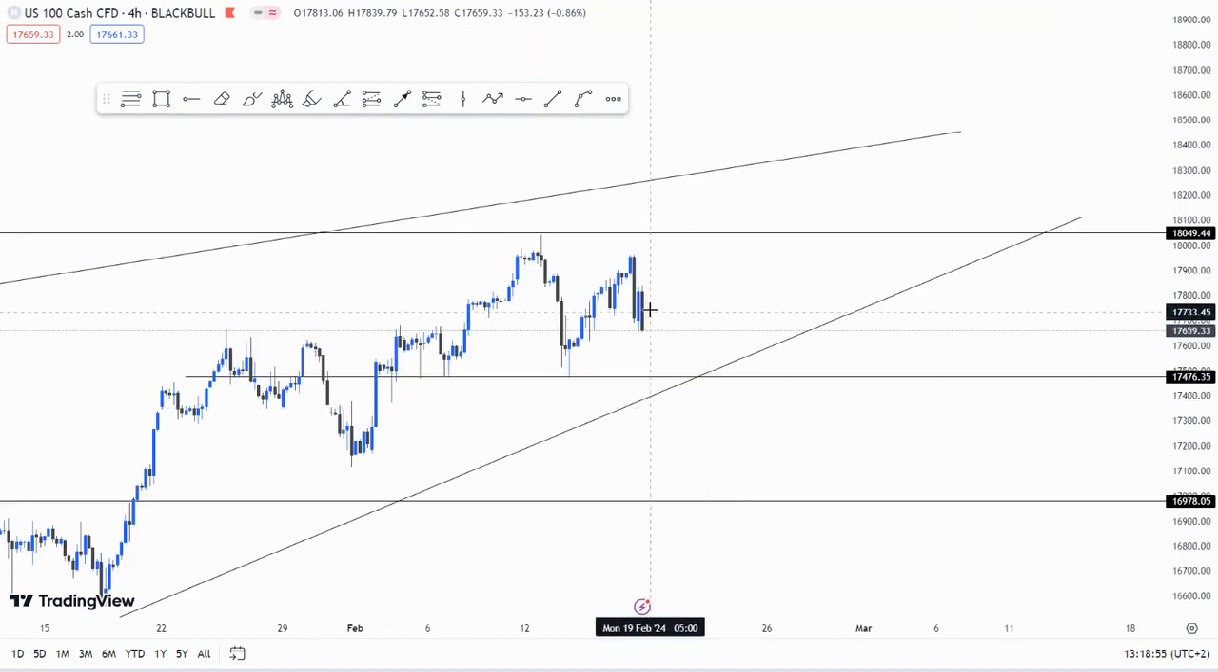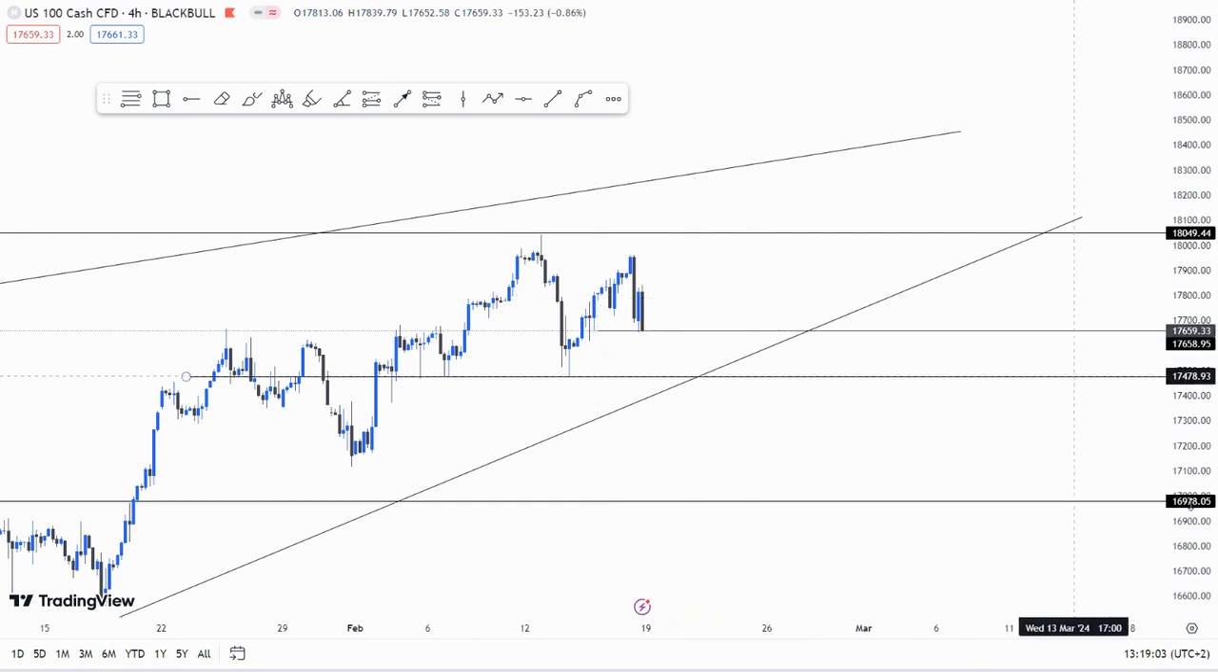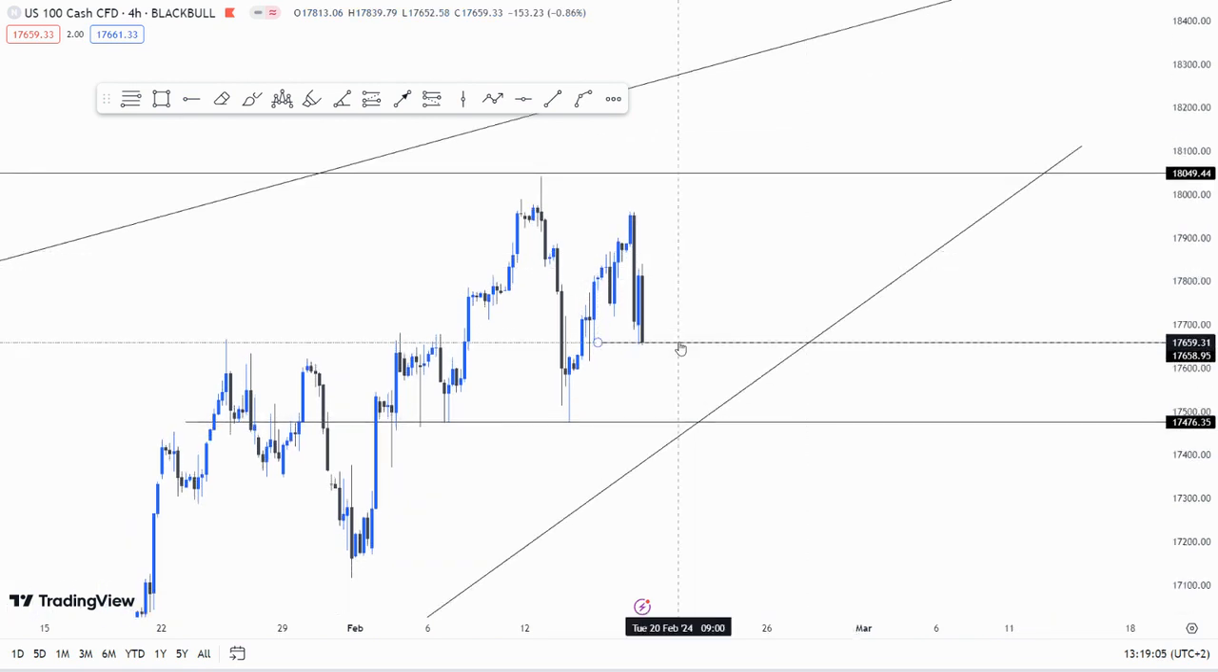So on our 4 hour time frame, what we're looking at right now is that the market is on our current support at that level. So now we're looking at more buying and more selling opportunities for next week.